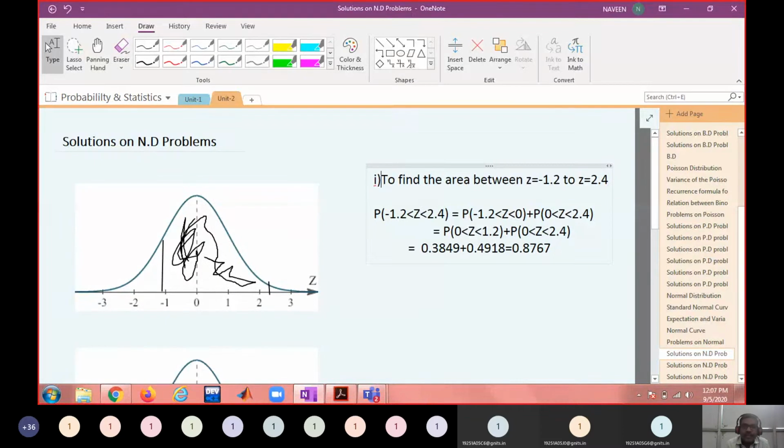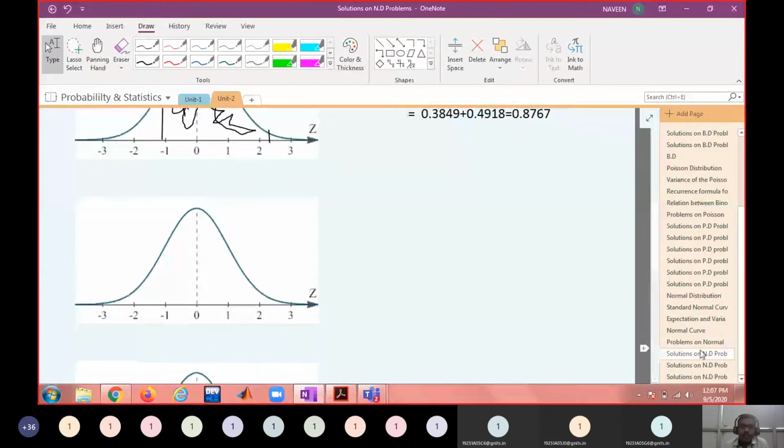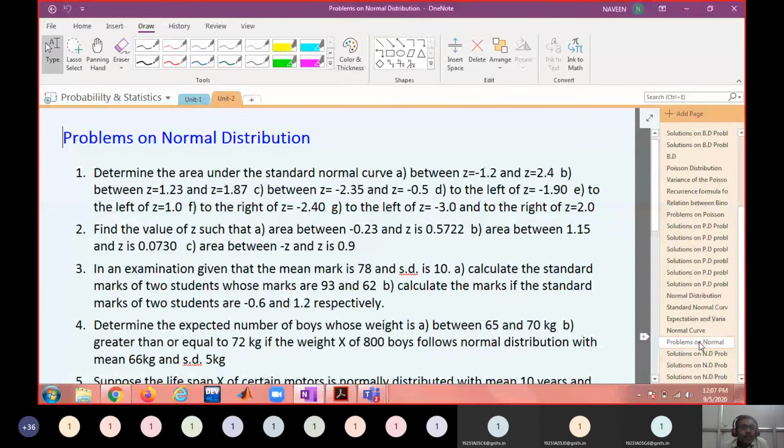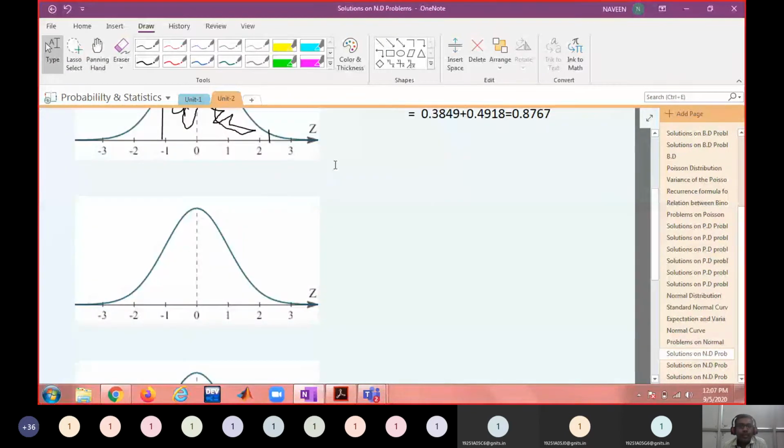Go to the next problem: find the area from 1.23 to 1.87. How do you find this? The probability that 1.23 less than z less than 1.87. So 1.23 is here, and 1.87 is here.